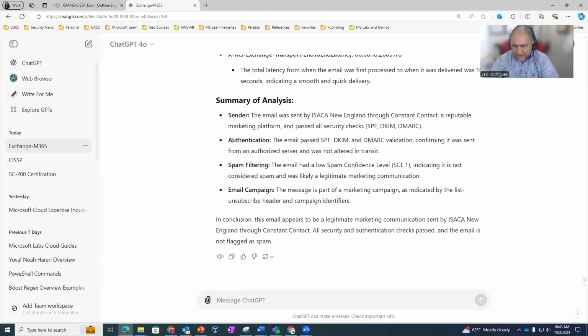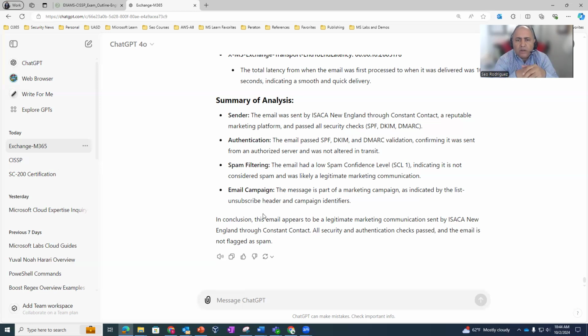Now, authentication, again, those are the authentication protocols. When it comes to spam filtering, as I said, the confidence level, SCL, is 1, indicating that it's not considered spam and it was likely a legitimate marketing communication. And then email campaign. So yes, this was part of an email campaign, but again, it is a legitimate campaign. I have used a lot of tools and web tools and programs to read email headers. And honestly, this is by far the best tool to read and interpret email headers.